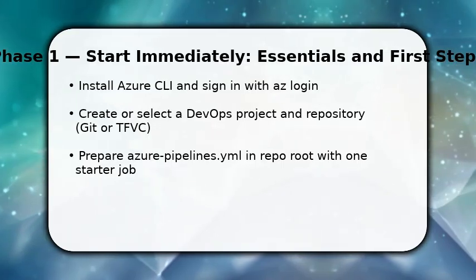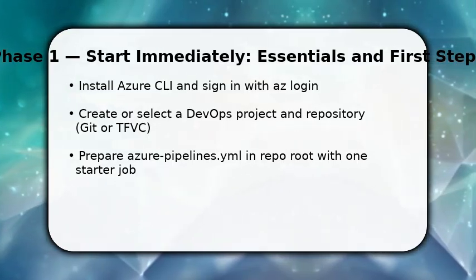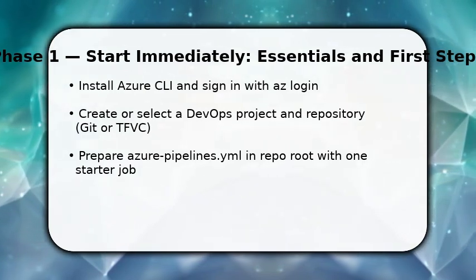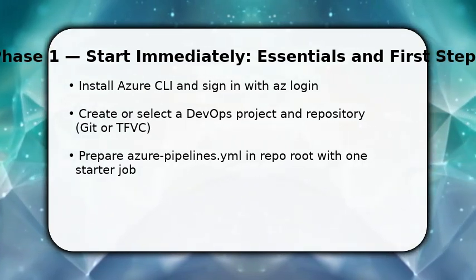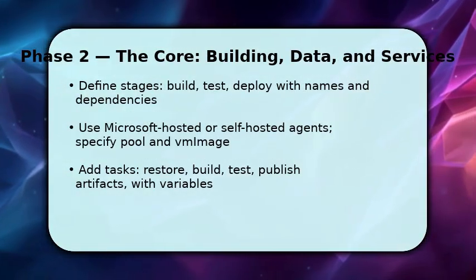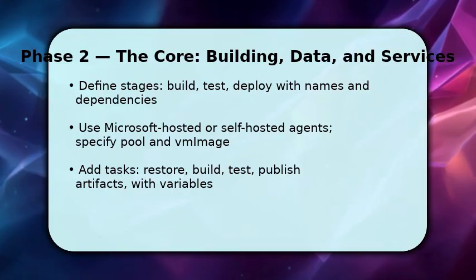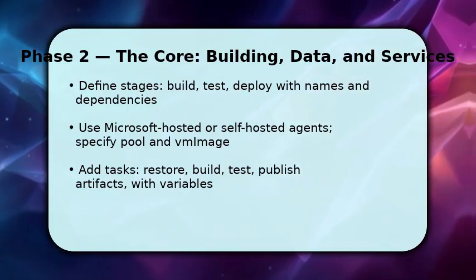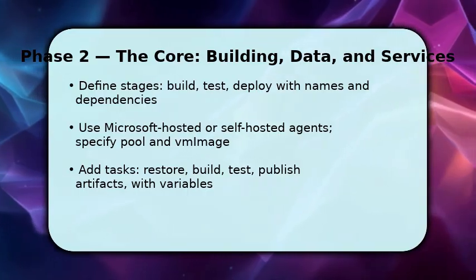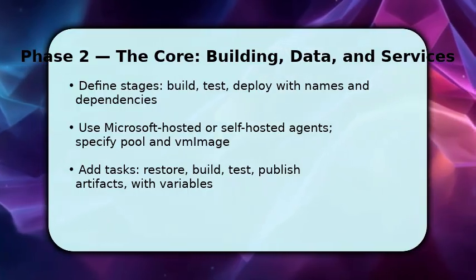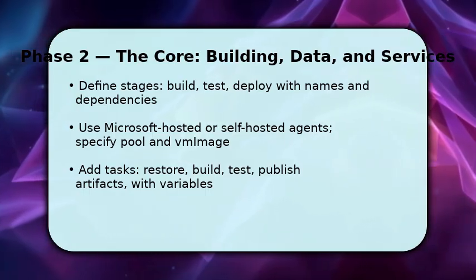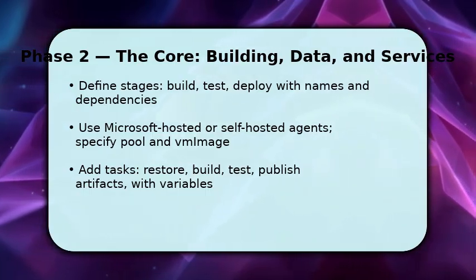Next, pick a starter template for your build language to avoid syntax errors, and commit that file to kick off the first run. Now you configure the pipeline internals. Define stages such as build, test, and deploy, and declare dependencies so order is explicit. Choose an agent pool, Microsoft-hosted or self-hosted, to match toolchain needs. Set VM image when using hosted agents. For each job, add tasks like restore, build, run tests, and publish artifacts, and parameterize values with variables and templates.